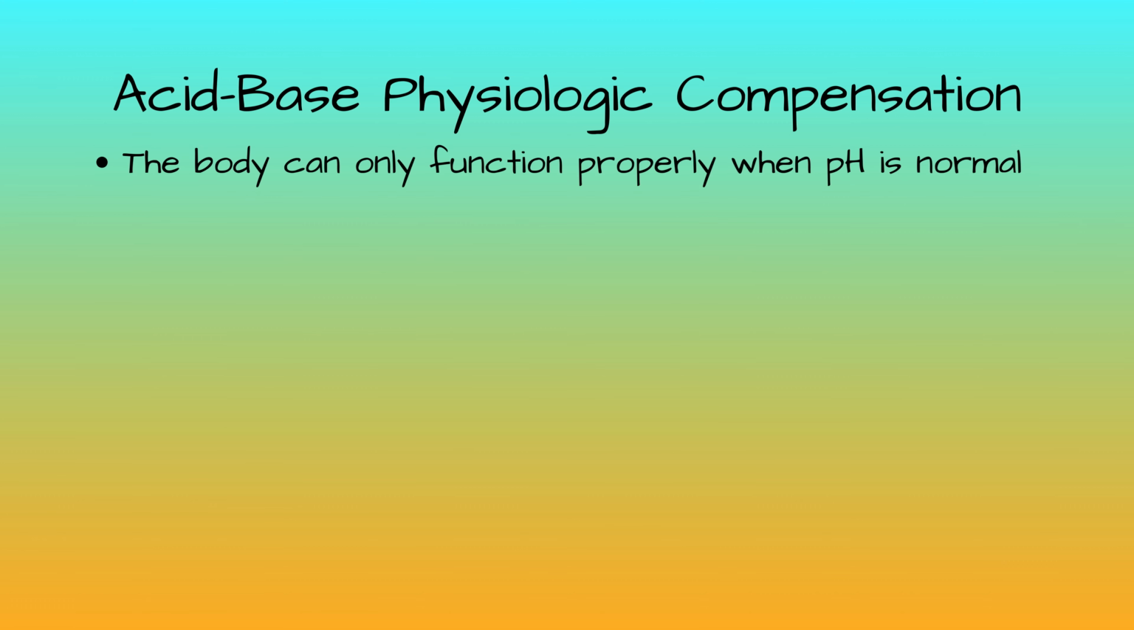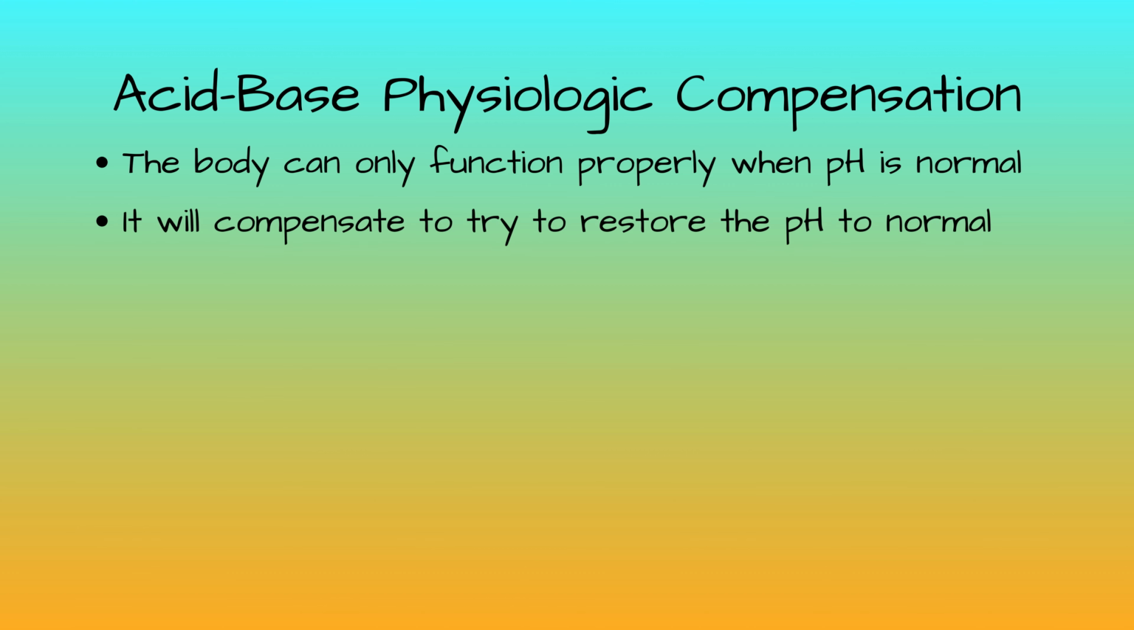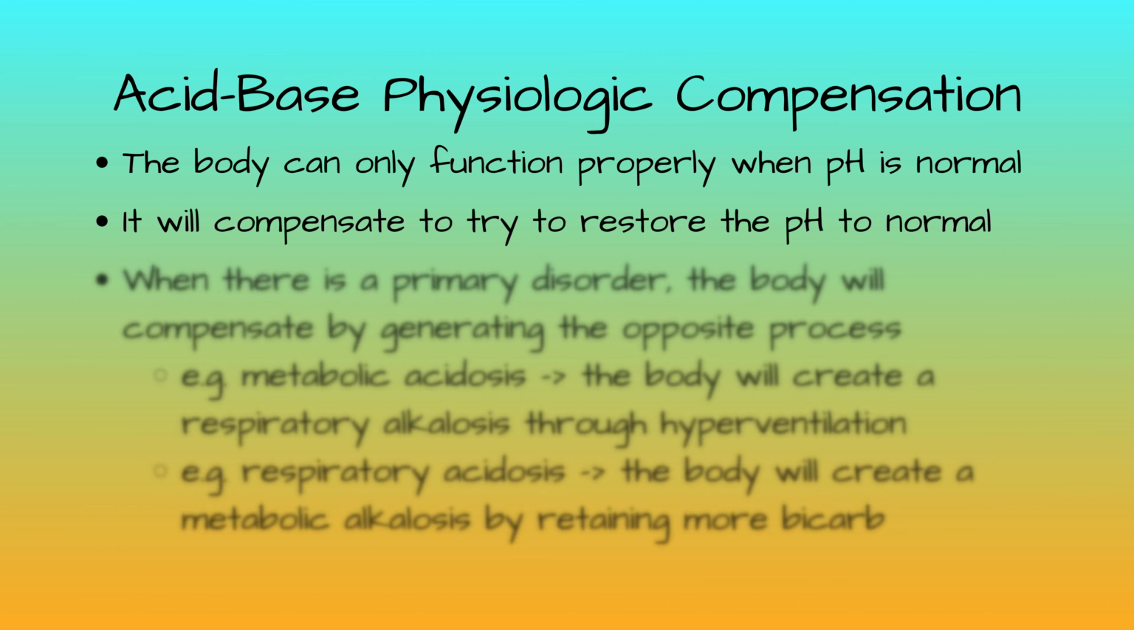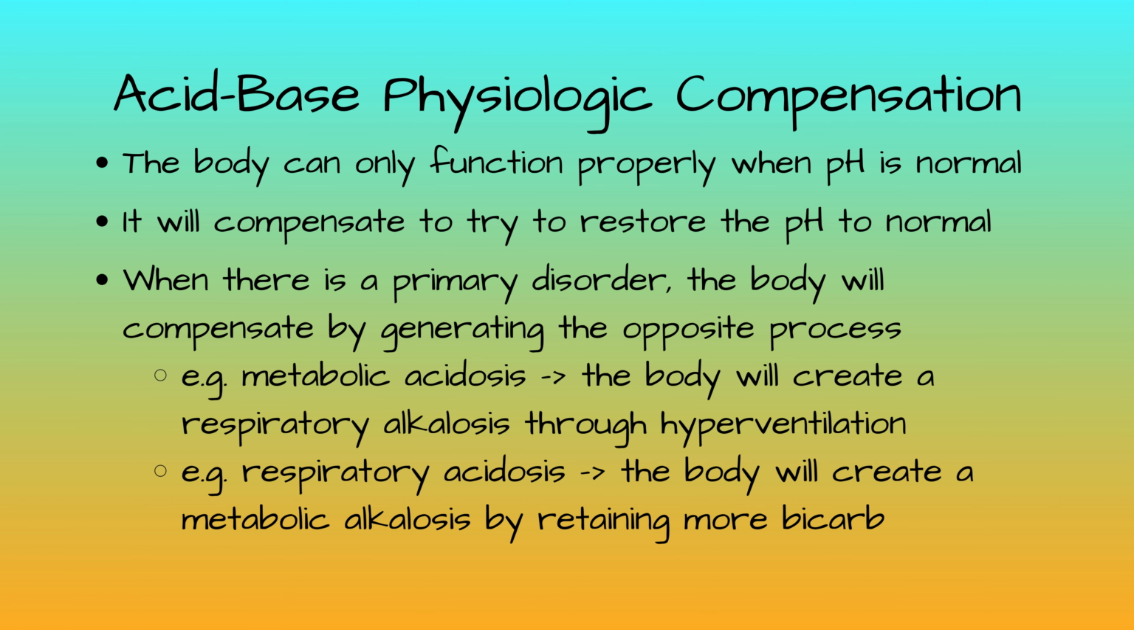The body can only function properly when the pH is within the normal range, and it will make every effort to restore the pH back to normal. It does this by compensation. When we have a primary disorder, we expect the body to compensate using the polar opposite process. For example, if we have a metabolic acidosis, we would expect the body to compensate by trying to generate a respiratory alkalosis through hyperventilation. Or if we have a respiratory acidosis, the body would try to generate a metabolic alkalosis by holding onto more bicarb.